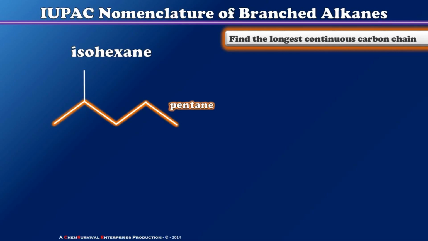So even though this molecule has 6 total carbons, it's going to be called a pentane, because the longest continuous chain of carbons within the molecule only has 5 carbons.